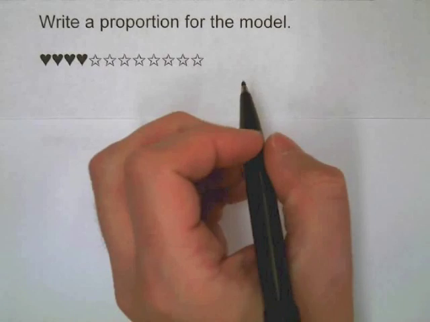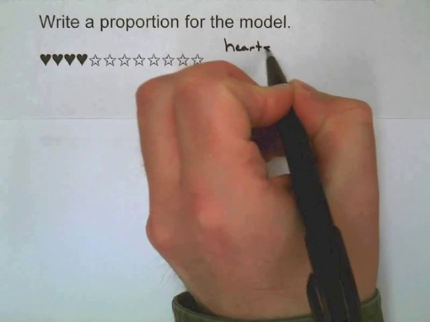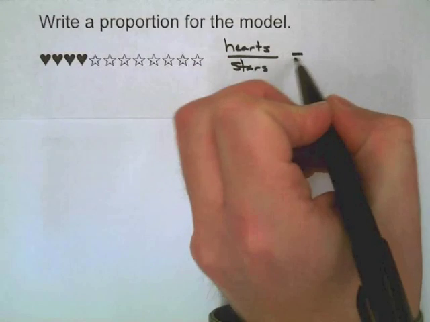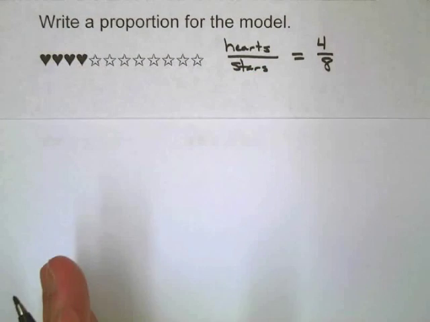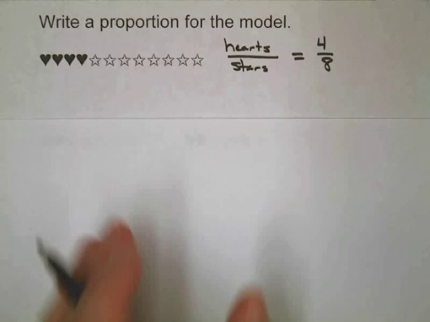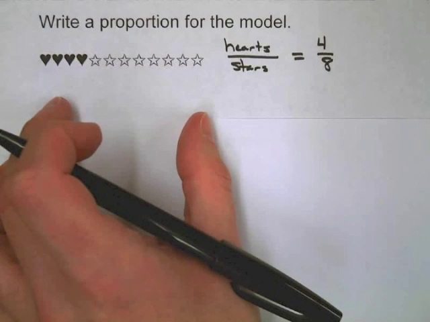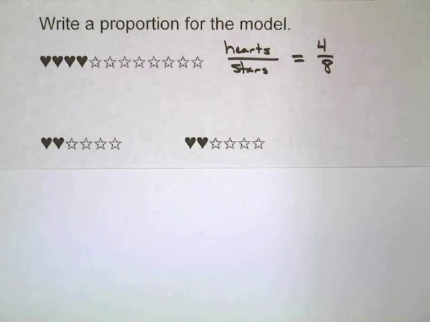So I could write a ratio of hearts to stars. And for that entire one, that ratio of hearts to stars is 4 to 8. But let's say I broke this equally up. Let's say I took this whole thing and I broke it into 2 equal pieces. So I have this the same in both. And that might look like this right here.